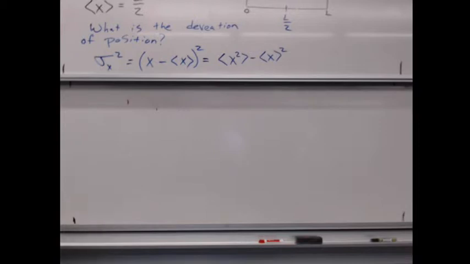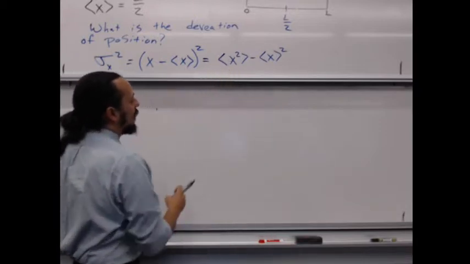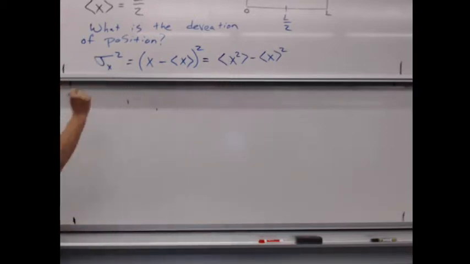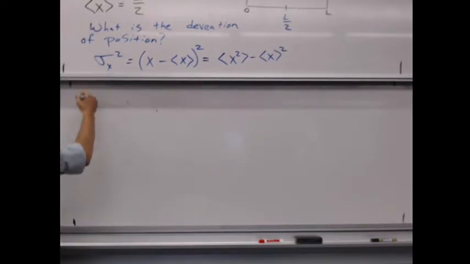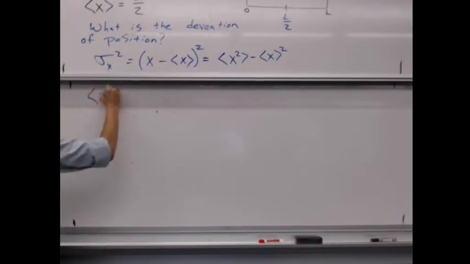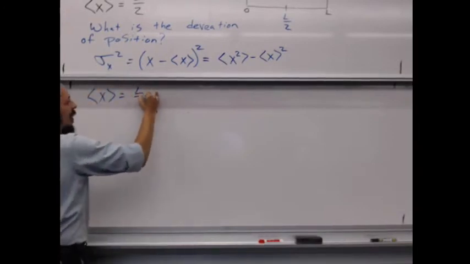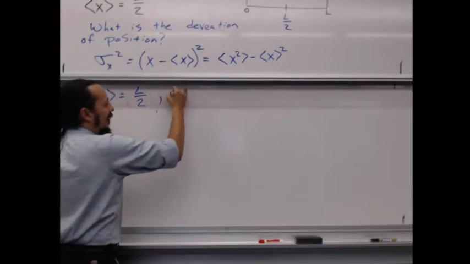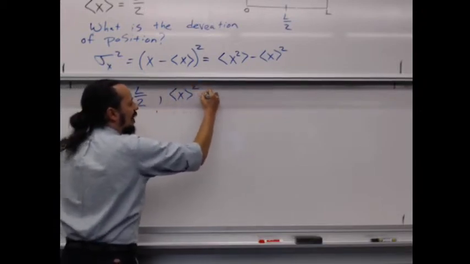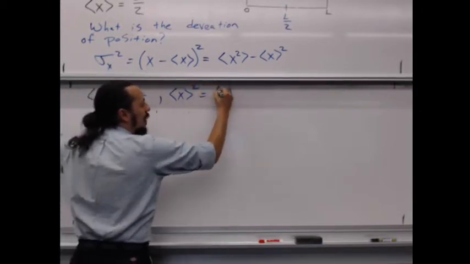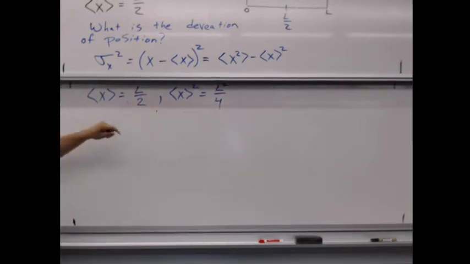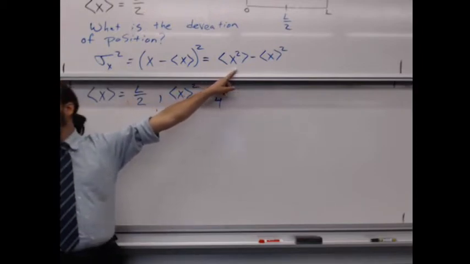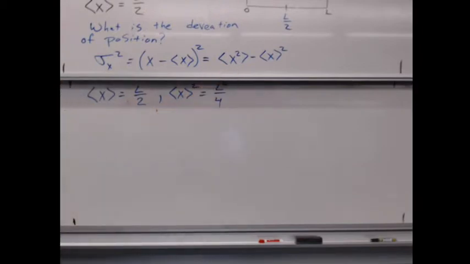But we haven't calculated this idea of x squared. And what's interesting is, while we can simply take our average x equal to L over 2, and our average x squared is going to be equal to L squared over 4, that is not true for x squared average. For that one, we actually have to do a different integral.